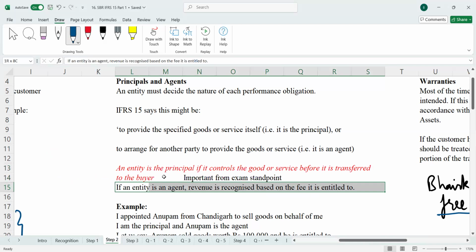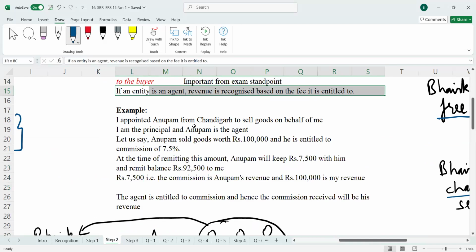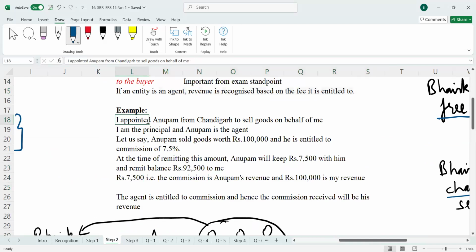Okay, I've just written a small example over here. Let us say I appointed Anupam from Chandigarh to sell goods on behalf of me. So I am principal and Anupam is the agent. Now let us say Anupam sold goods worth 1 lakh and he is entitled to commission of 7.5%. So at the time of remitting me the amount, he will keep 7,500 with him and remit the balance 92,500 to me. So Anupam's revenue is 7,500.